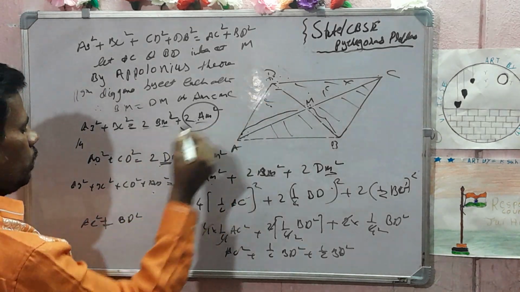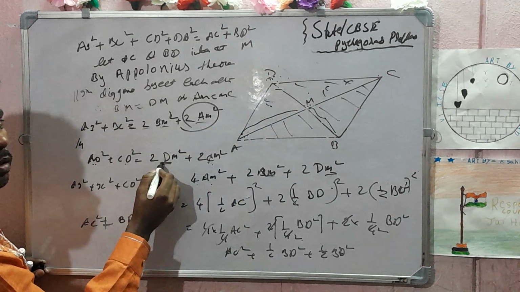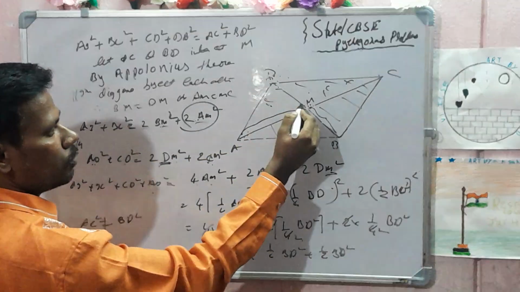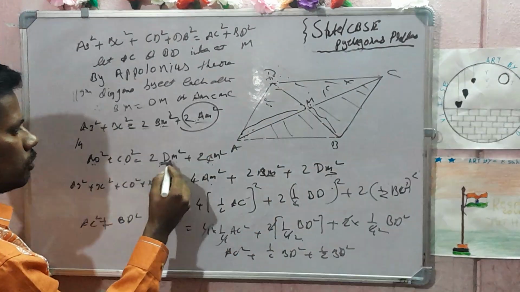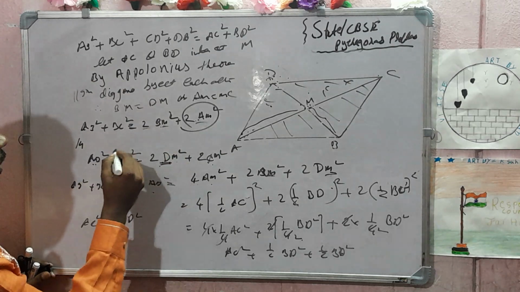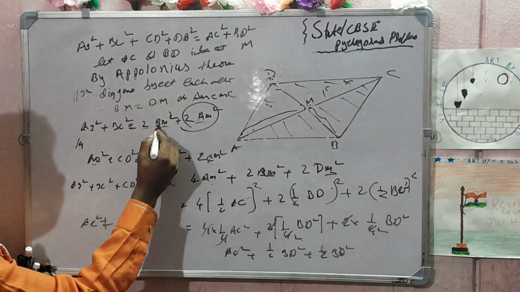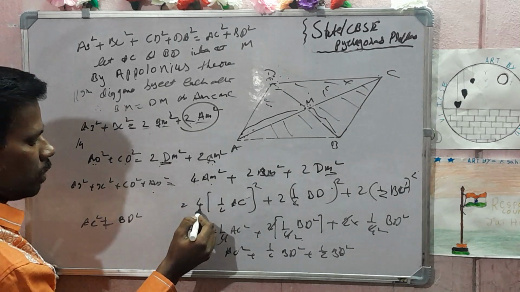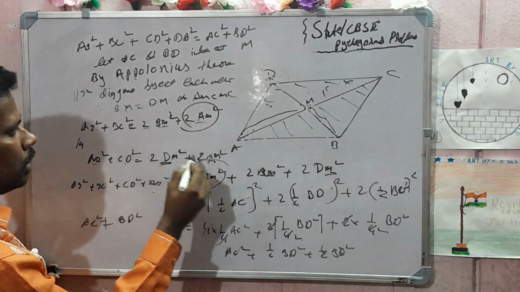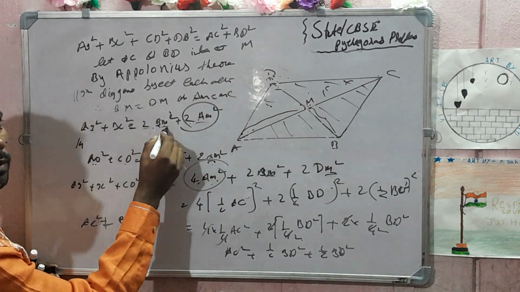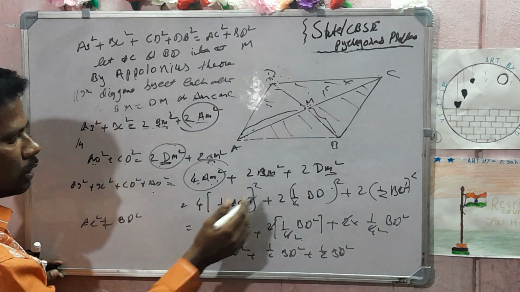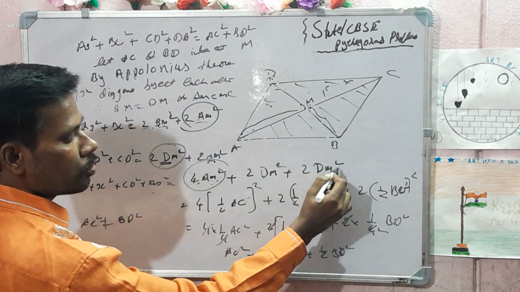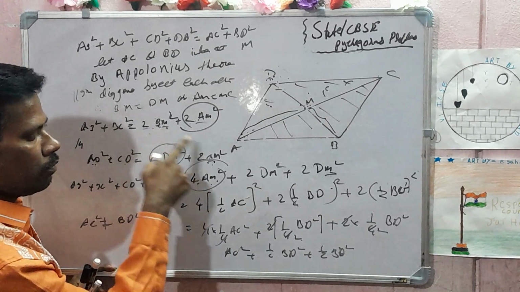Again, AD square plus CD square is equal to 2 times what? DM square plus AM square. Right? Now, I told you to add these two. 2 AM square plus 2 AM square is nothing but 4 AM square. This is over. Now here 2 BM square plus 2 DM square. BM and DM.